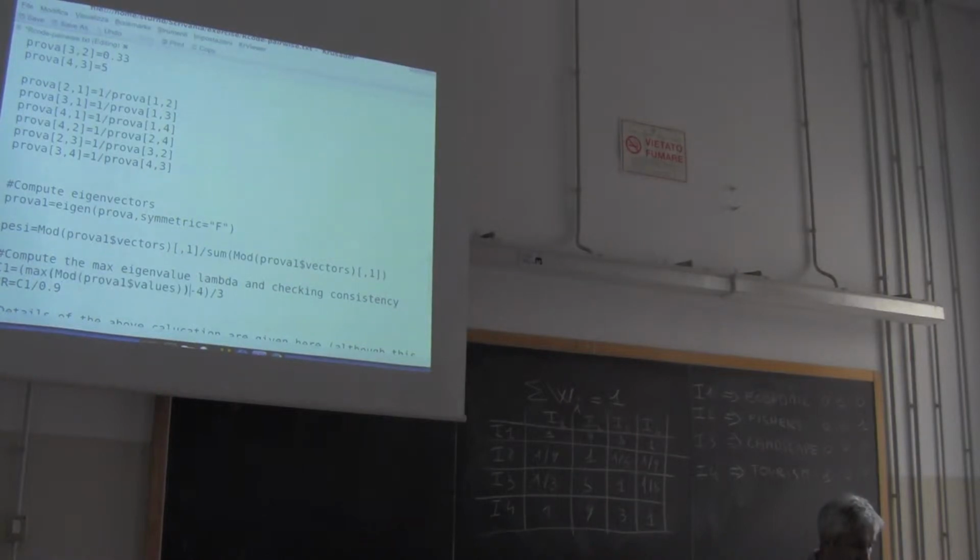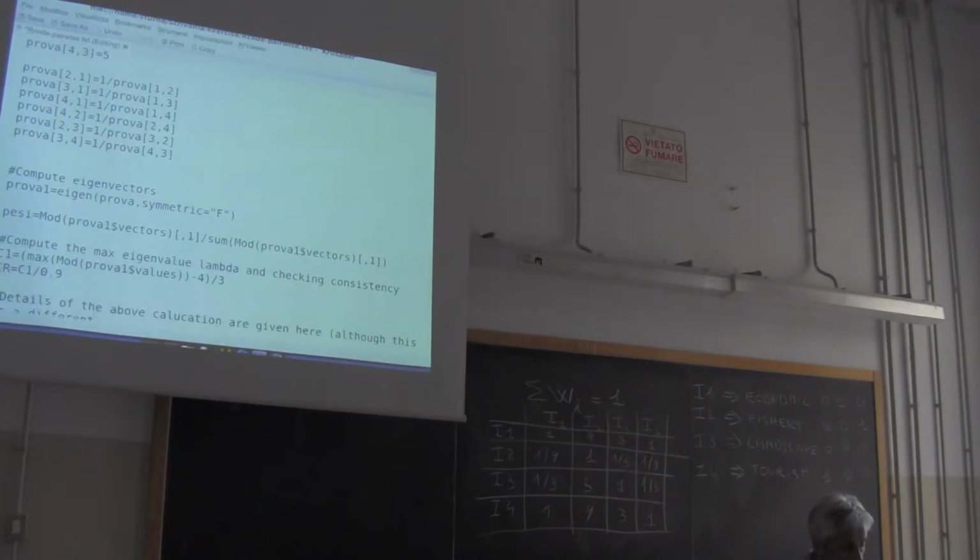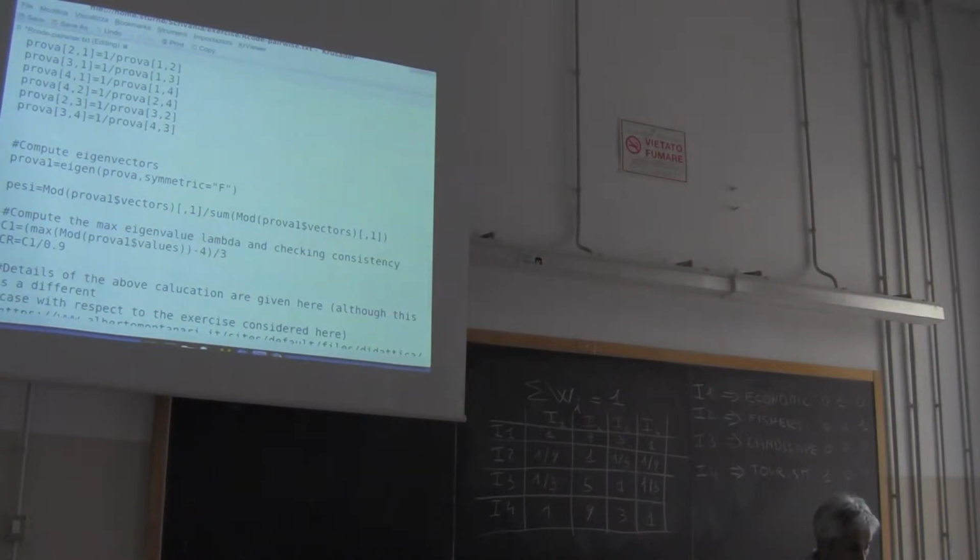Code C1, and another second statistic that is CR. Now this second statistic CR should be lower than 0.1.